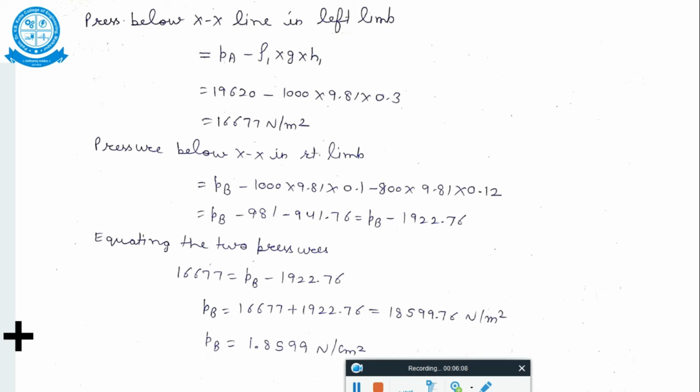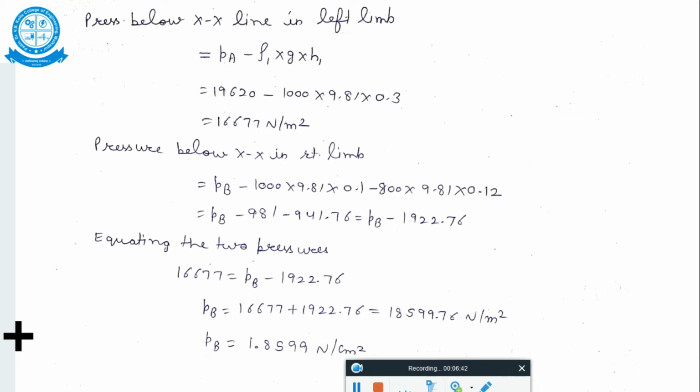Similarly, calculate the pressure below the x-axis line for the right limb. So it will be PB minus rho 1 G H1 minus rho 2 G H2. So put in the given values here: PB minus 1000 multiplied by 9.81 multiplied by 0.1 minus 800 into 9.81 into 0.12. These heights are given in centimeters, so we have to convert them into meters before entering them in the equation.